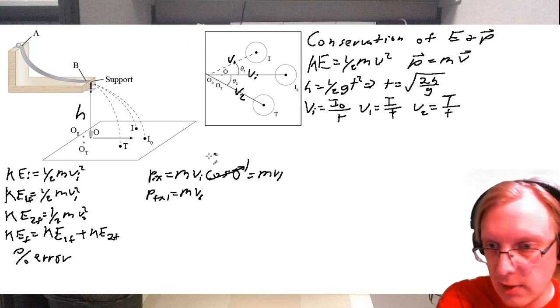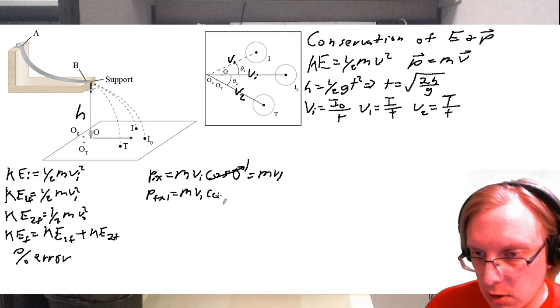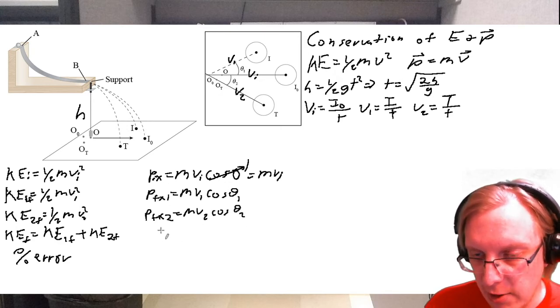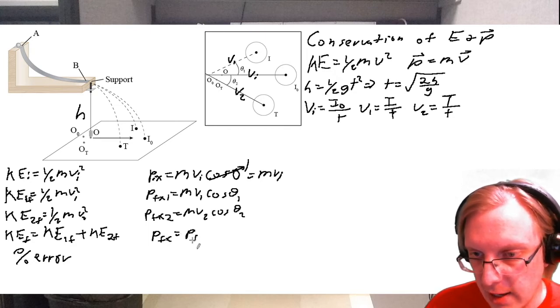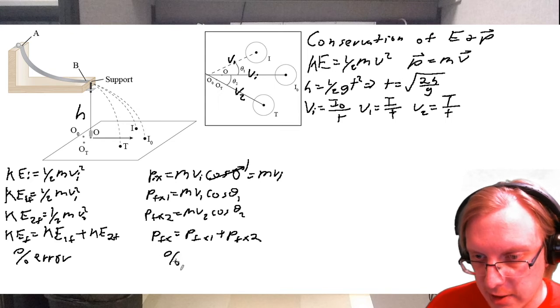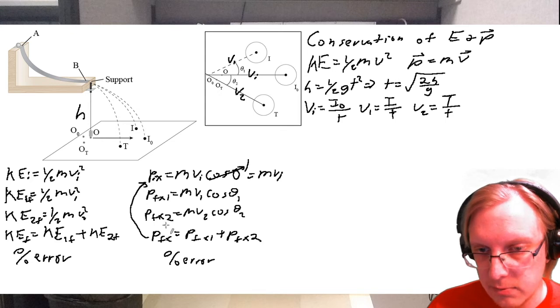Oop, I didn't label it that way. I labeled it as v1 over here. So that's mv1 cosine theta 1. And pfx2 being mv2 cosine theta 2, like so. So now I can add those together and get our pfx, pfx1 plus pfx2. And from that, we'll get another percent error, comparing this one to that one.